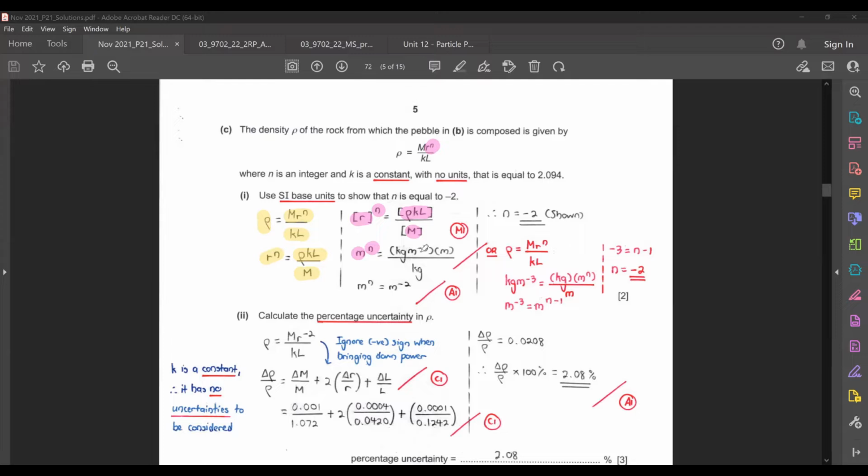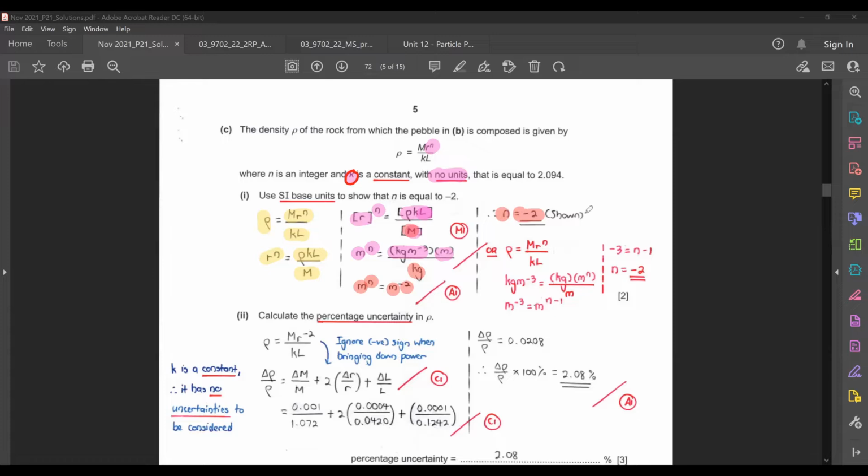Unit of density is kg per meter cube. Unit of length l is m. Unit of k is no units. They already told you here that k has no units. Okay, so you just leave that out. And then the unit of capital M is basically kg. So you simplify this, eventually you get m power n equals to m power minus 2. So eventually you'll be able to see that n is -2.